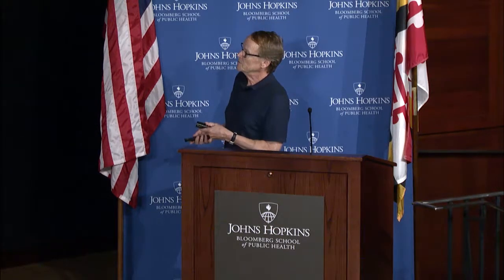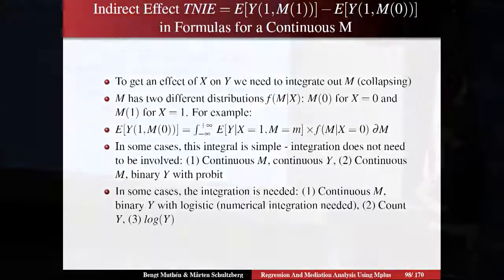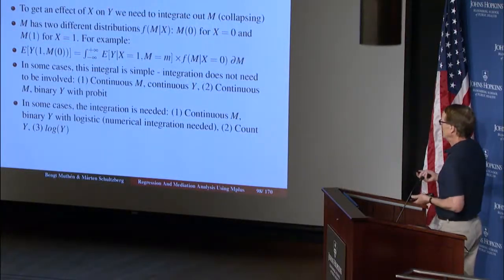So now we go back to Muthén's case of a continuous M, and we focus still on the indirect effect, so 1, 1, 1, 0. In the continuous M case, you can't sum over two binary values of M because they're not binary. So to collapse, we instead integrate. That's the continuous version of summing over those two M points, 0 and 1. So M has two different distributions once again: M equals 0 for x equals 0, and M equals 1 for x equals 1.